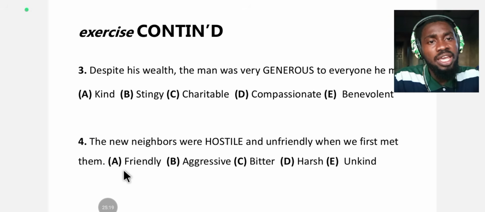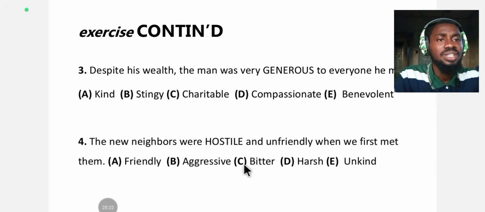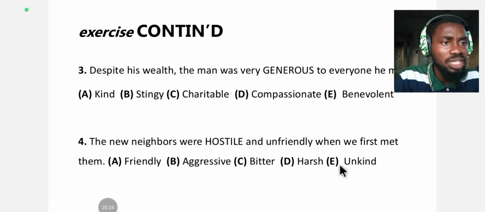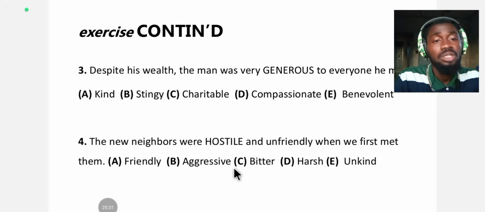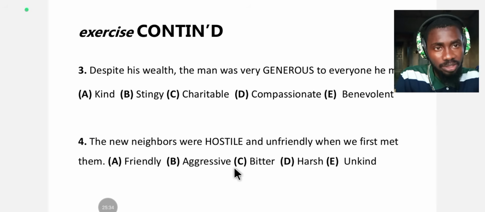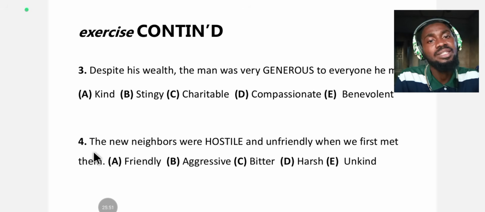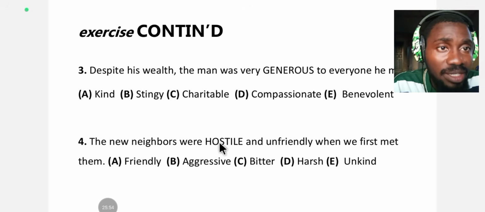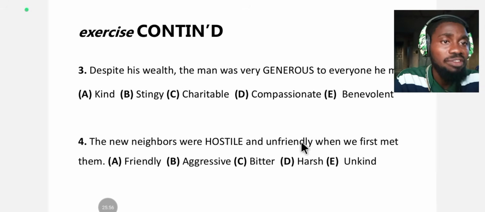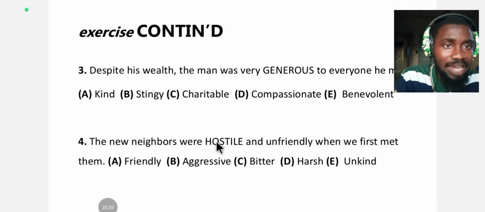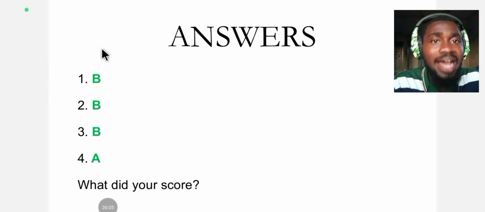Let's read the options. A, friendly. B, aggressive. C, bitter. D, harsh. E, unkind. What's your answer? You answered right. Remember the instruction is opposite in meaning. The correct option is A, friendly. The new neighbors were hostile and unfriendly when we first met them. Either this or that. Either friendly or unfriendly. Either hostile or friendly. These are the answers.